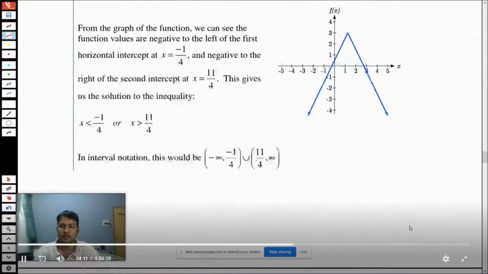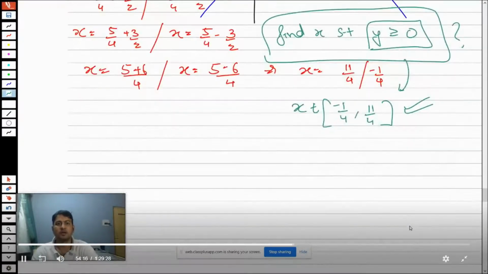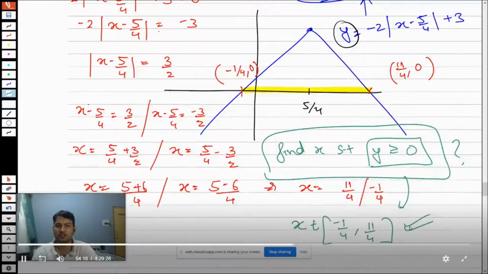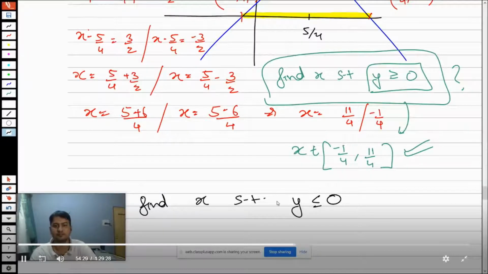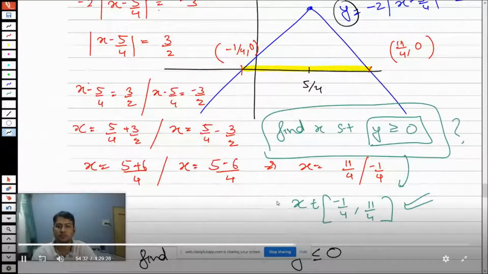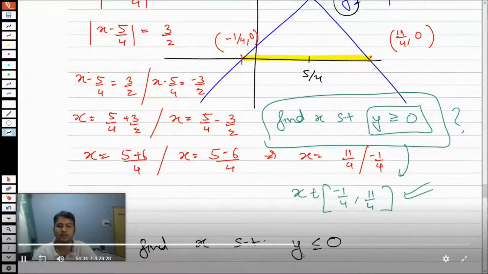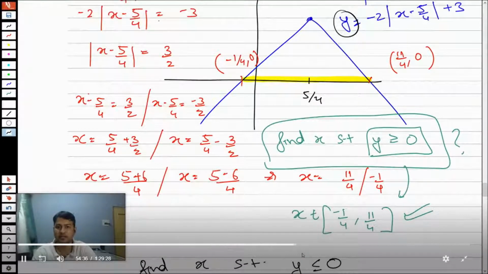So now you have a fair bit of understanding. Now, if they ask you the same question, find x such that y is less than or equal to 0. Okay, so for the same function, they are asking you x such that y is negative. So y is going to be negative in this region and this region.